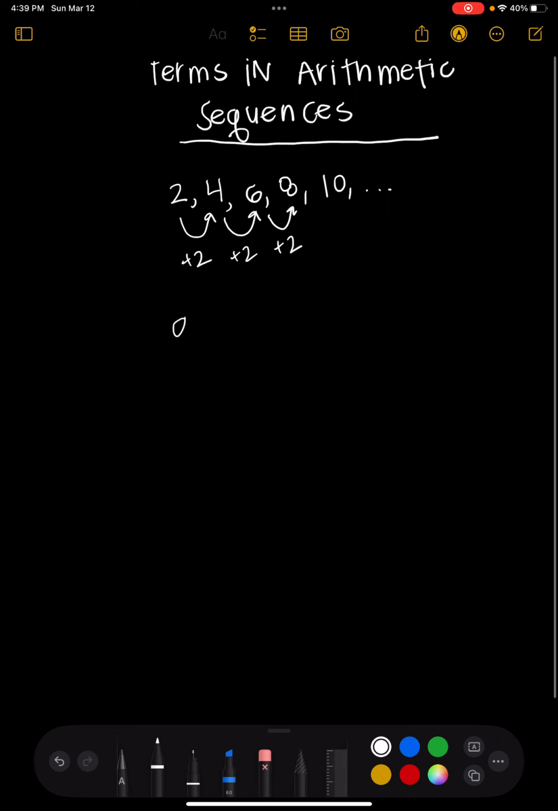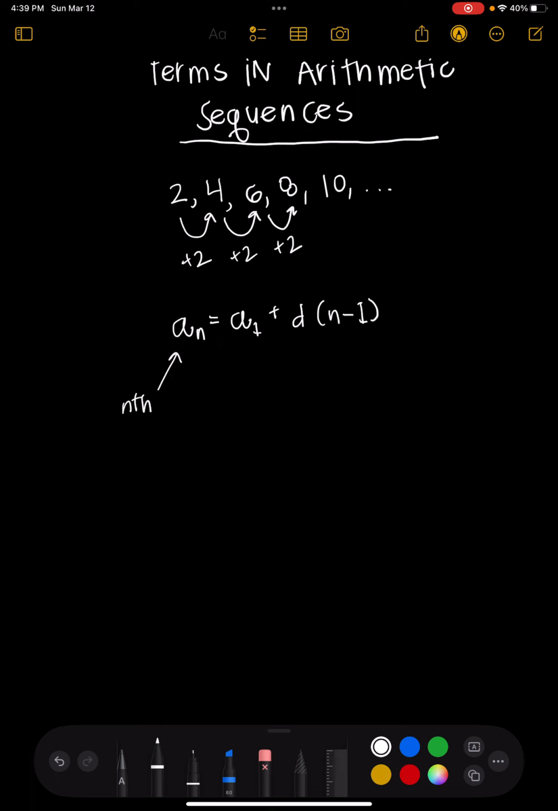So the formula for an arithmetic sequence that we want to know is A sub n is equal to A sub 1 plus d times (n minus 1). Now I'll go through what this means. This A sub n is the nth term. So we don't necessarily know what n is, but we're going to be able to get n. Sometimes it'll ask you for the 100th term, and in that case, n would be 100. If it asked you for the 85th term, n would be 85.